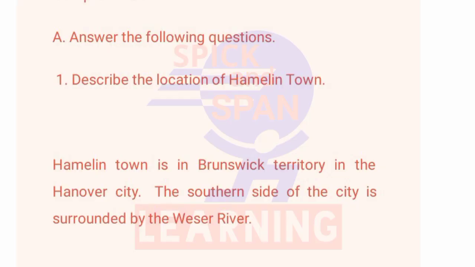Comprehension question number A. Answer the following questions. 1. Describe the location of Hamelin town. Answer. Hamelin town is in Brunswick territory in the Hanover city. The southern side of the city is surrounded by the Weser River.